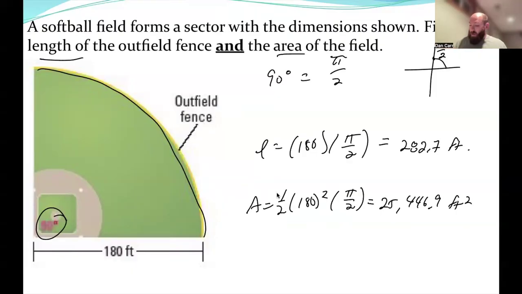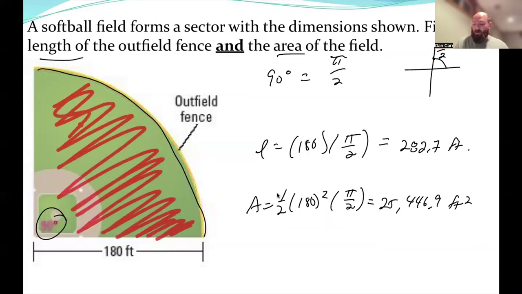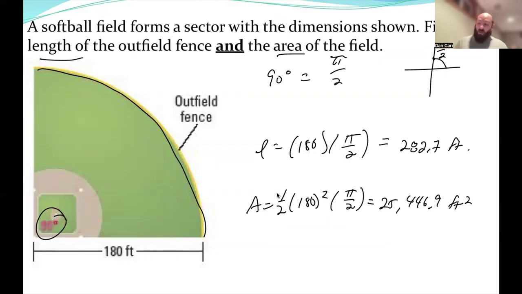Okay. And that's it for today. So we're just doing arc length, which is, again, the distance traveled on this circular part here. And we're doing sector area, which is the amount of space that takes up a portion of the circle. So we have two different formulas, and both formulas are based on being in radians.